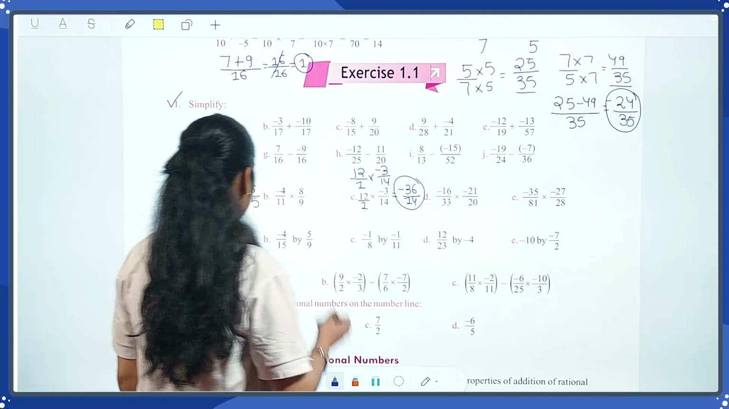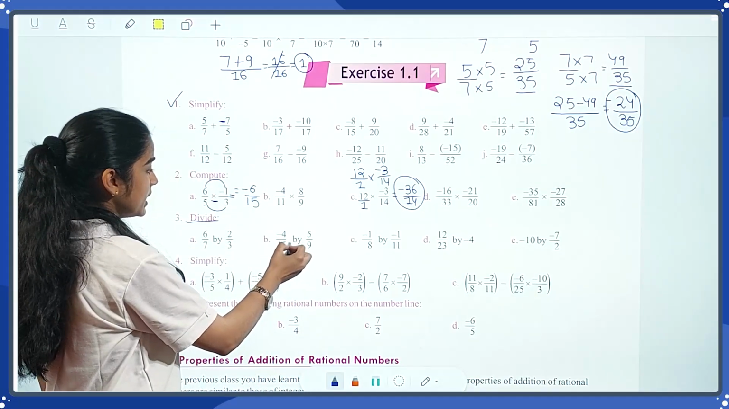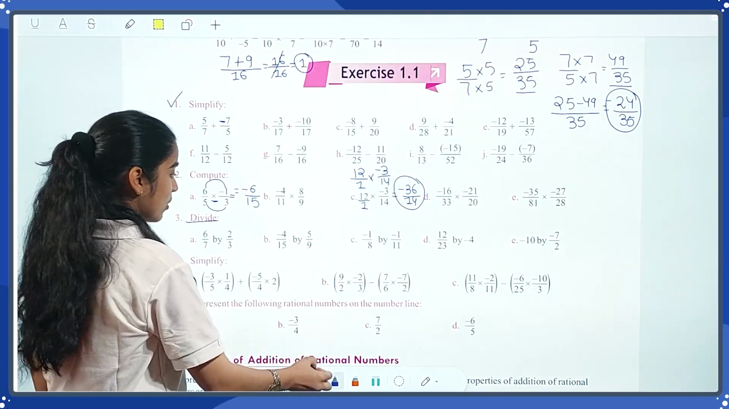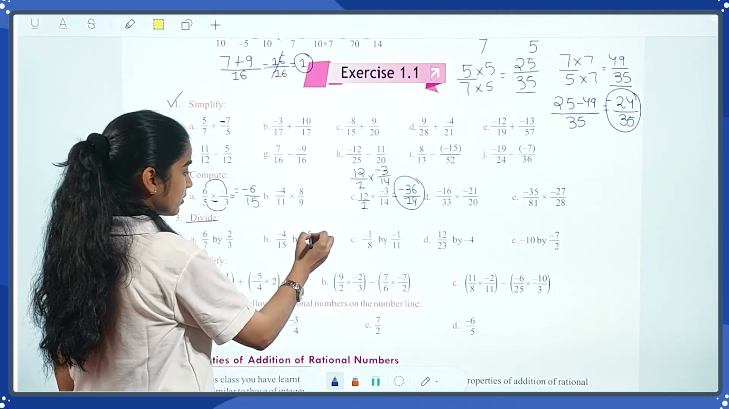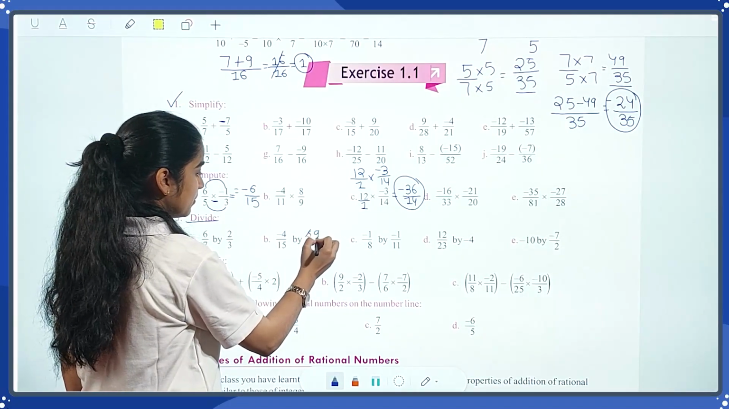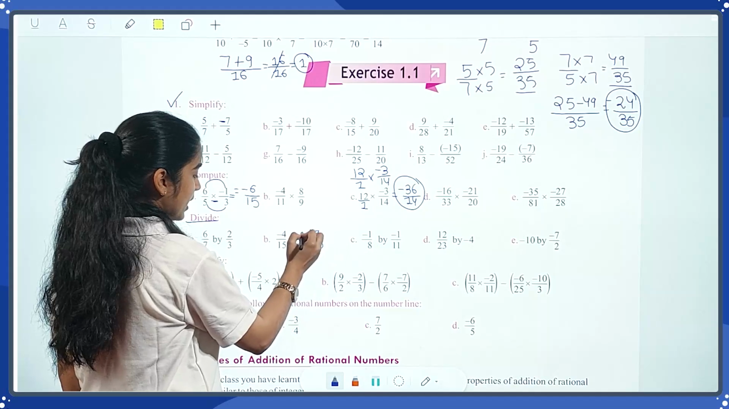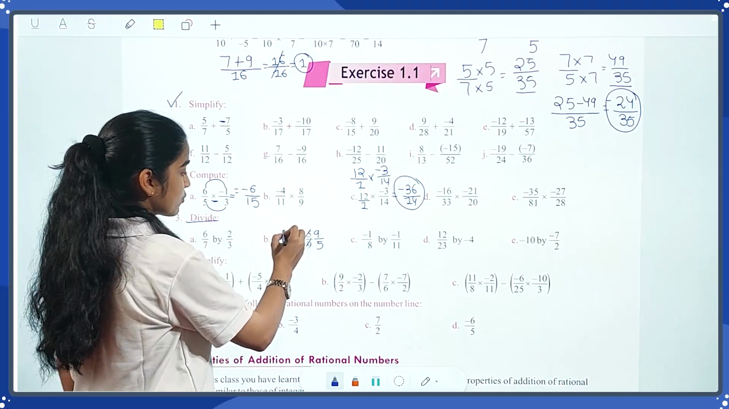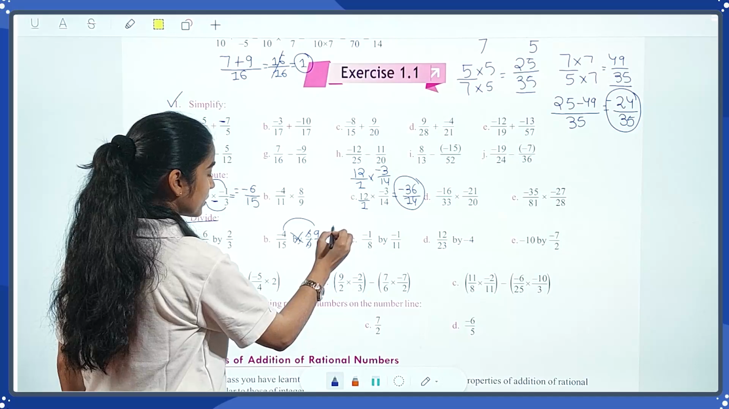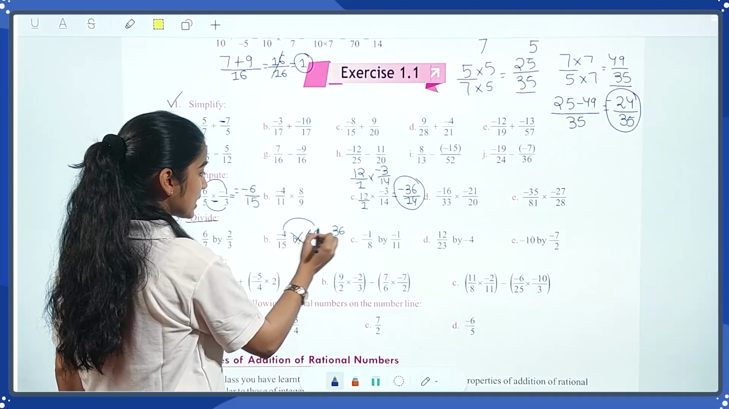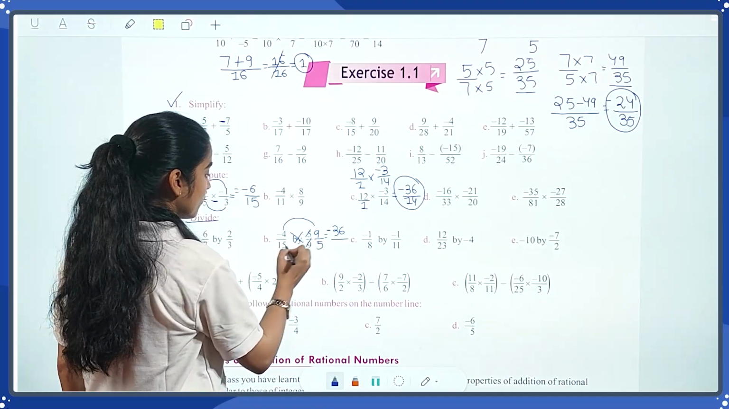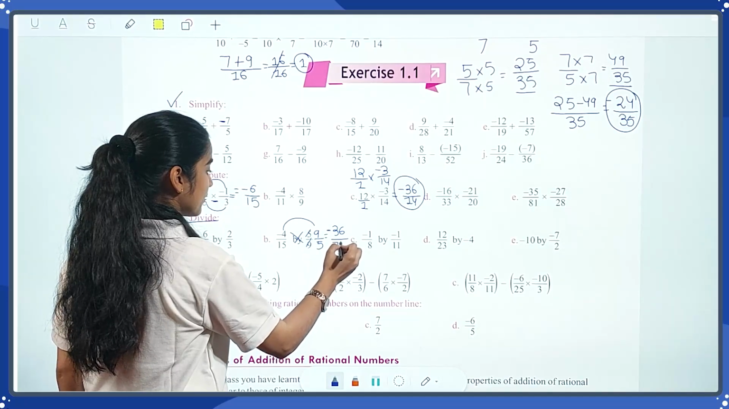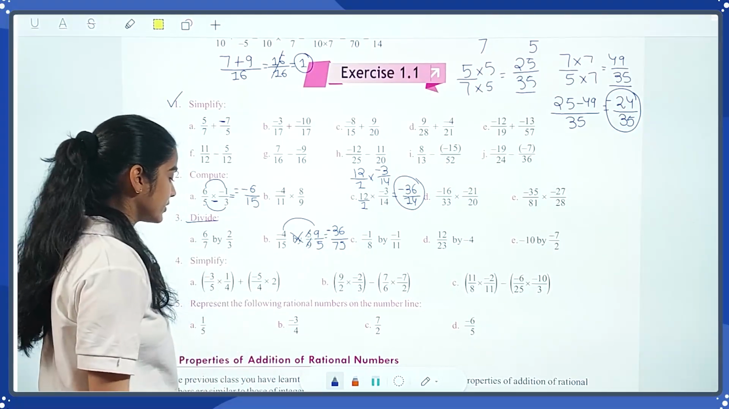Next we have minus 4 by 15 divided by 5 by 9. So now I can write it like this. Cut it out: 9 by 5 and here we have the sign of multiply. So 4 nines are 36 and we have a minus sign, so we have to put it here. 15 fives are 75. So here is your result.